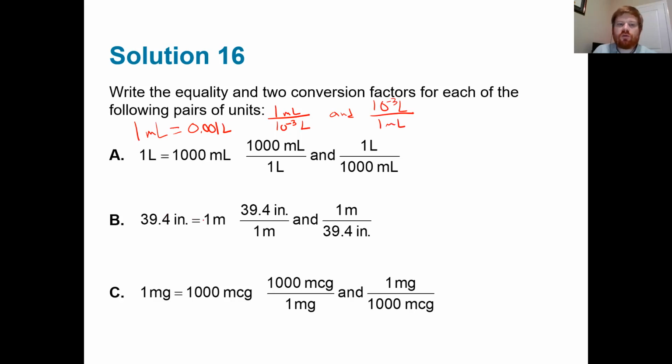Okay, 39.4 inches equals 1 meter is for B. So the two conversion factors that you get are 39.4 inches per 1 meter and 1 meter per 39.4 inches.